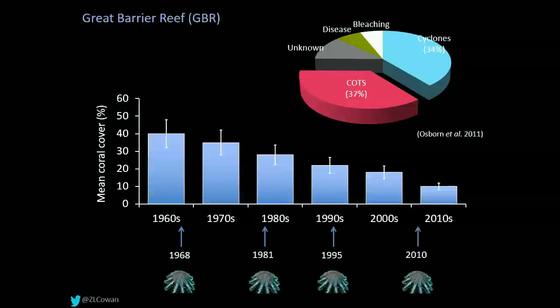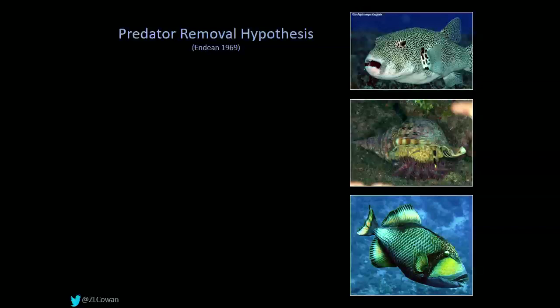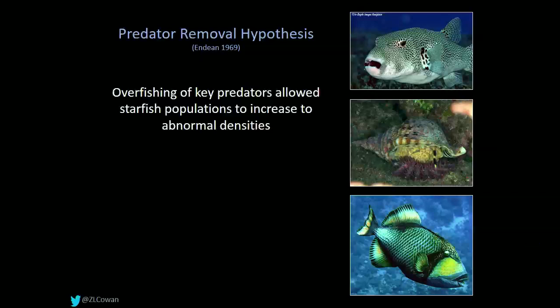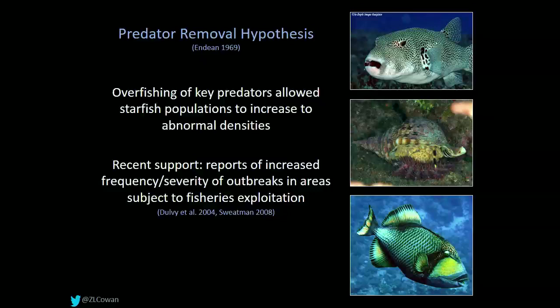So there have been a number of hypotheses put forward to explain why these outbreaks occur, and the leading two hypotheses, nutrient enrichment and then predator removal, which my work focuses on, both attribute outbreaks to anthropogenic causes. So the predator removal hypothesis was the first hypothesis put forward to account for COTS outbreaks. It proposes that overfishing of key predators has allowed starfish populations to increase to abnormal densities, and this hypothesis has gained recent support from reports of increased frequency or severity of outbreaks in areas that have been subject to fisheries exploitation.